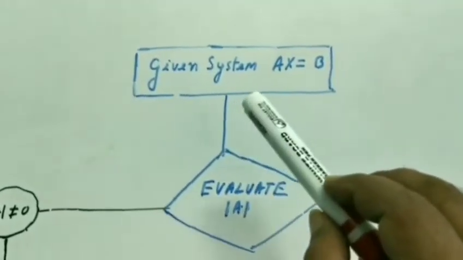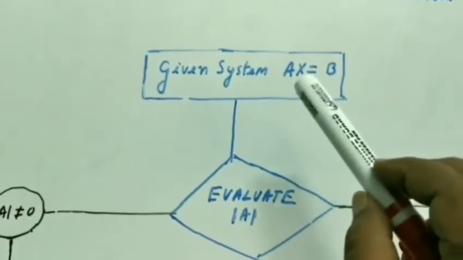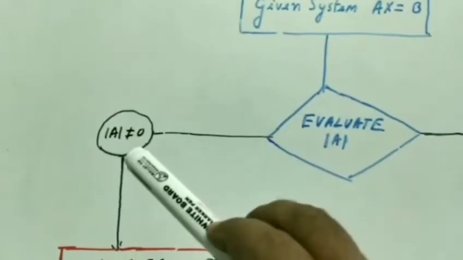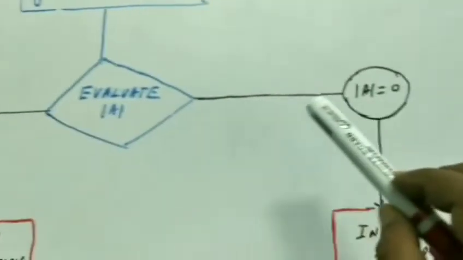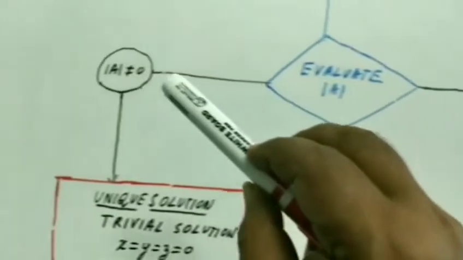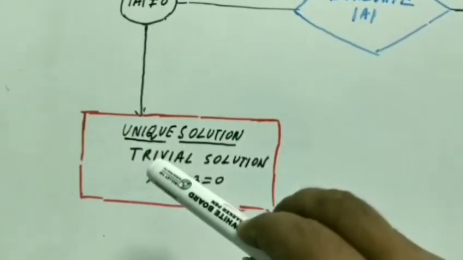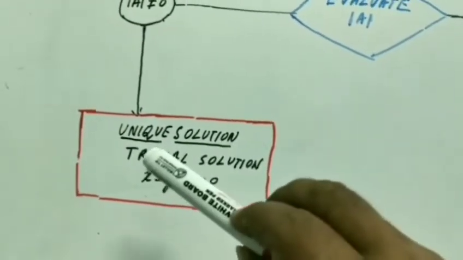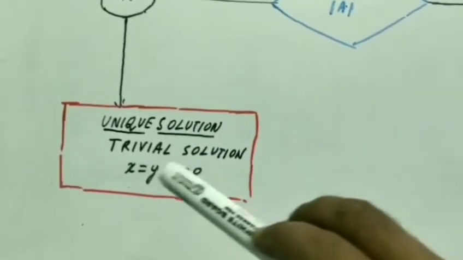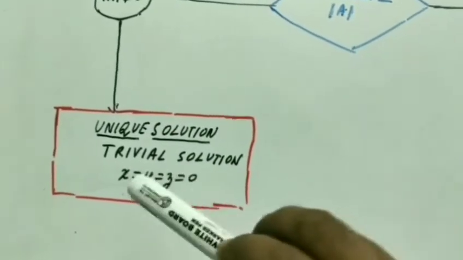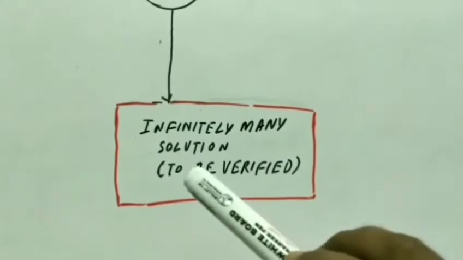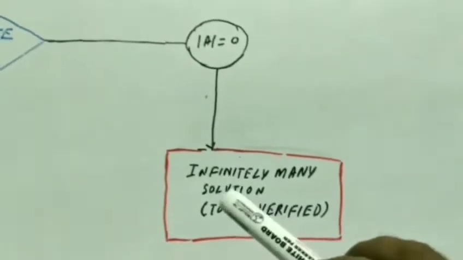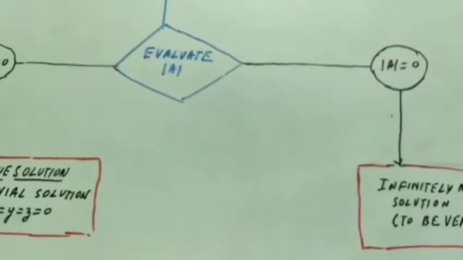So this is given to you, AX is equal to B. First we need to evaluate the determinant of A. Either it is not equal to 0 or it is equal to 0. If it is not equal to 0, we have a unique solution, also called the trivial solution. Trivial solution means all three values x, y and z are 0. And if it is equal to 0, we have infinitely many solutions, and this has to be verified. This is what I am going to explain to you with examples.